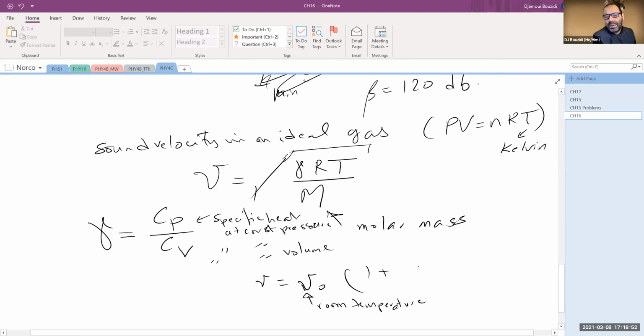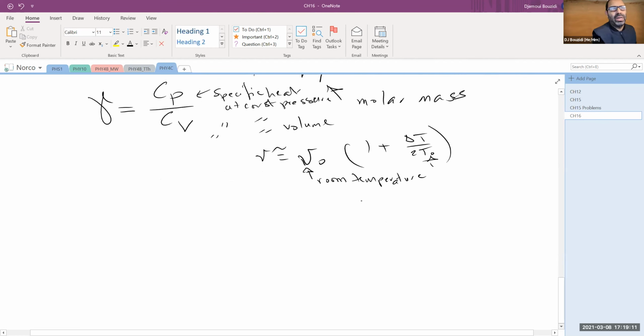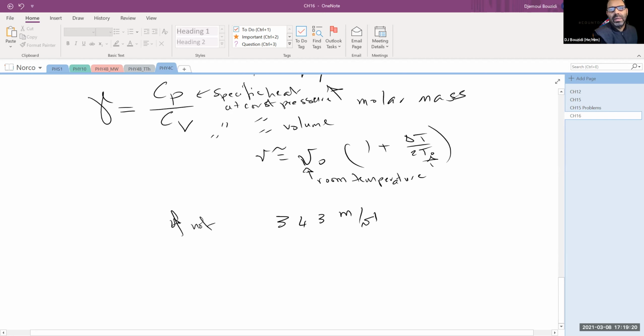In general, we write it approximately as the velocity of sound at room temperature times roughly 1 plus 1/2 of delta T over T naught. This is room temperature, about 273 plus, about 300 Kelvin, roughly this number. If it's not given to you, and it's going to be given to you in all of the problems, take the speed of sound to be 343 meters per second. You don't care about anything else. The velocity of sound from now on is 343 meters per second until we see later exactly what's going on.